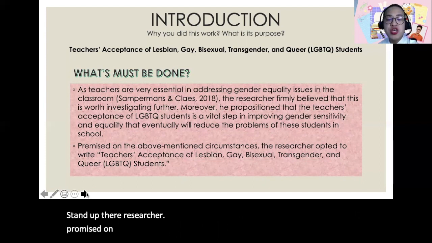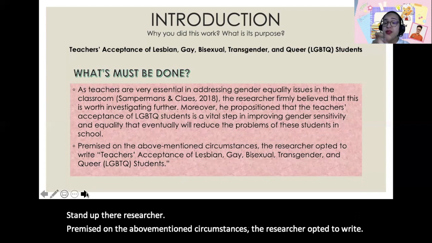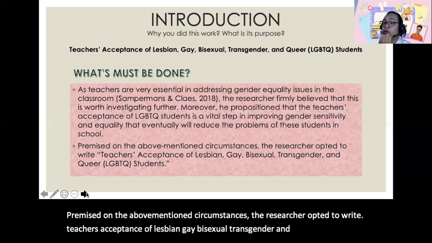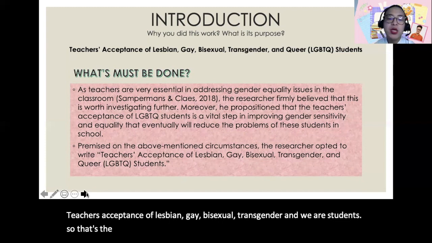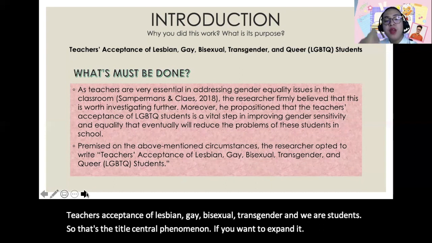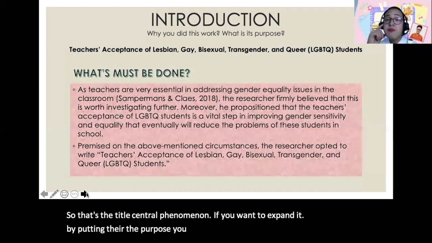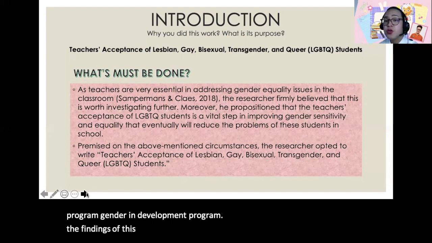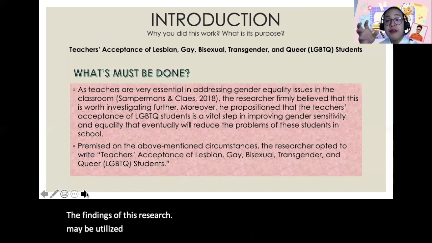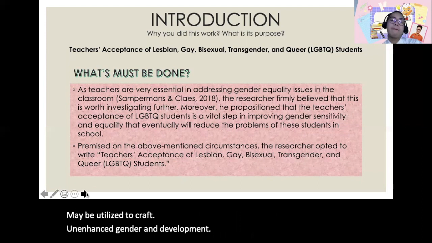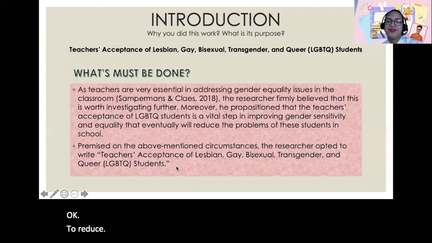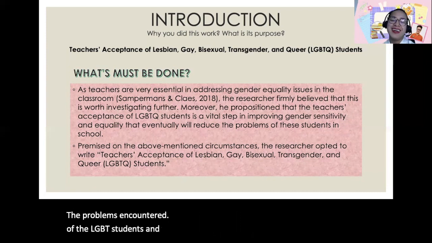Premised on the above-mentioned circumstances, the researcher opted to write teachers' acceptance of lesbian, gay, bisexual, transgender, and queer students. So that's the title or central phenomenon. If you want to expand it by putting there the purpose, you may do so. For example, you will make a GAD program, Gender and Development Program. The findings of this research may be utilized to craft an enhanced gender and development program, okay, to reduce the problems encountered of the LGBTQ students and teachers inside the school.